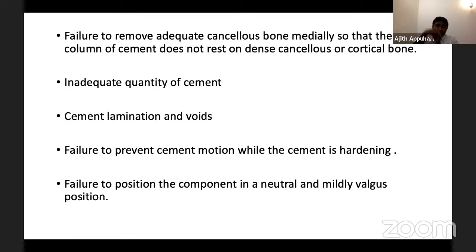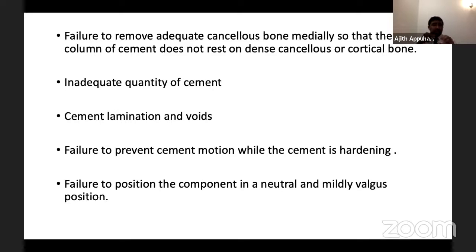And adequate quantity of cement is also very important to fill the canal adequately. And the cement lamination and voids, those are important, and failure to prevent cement motion while cement is hardening. That's a separate topic I can discuss, because in cement hardening, there are 5 stages. In the hardening stage, we have to keep the implant static. If we move, even for micro motion, that will affect implant loosening.